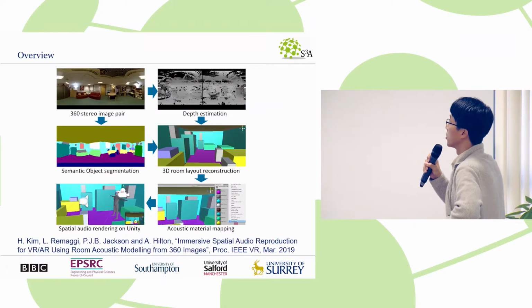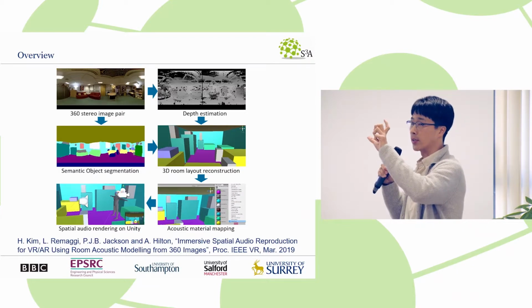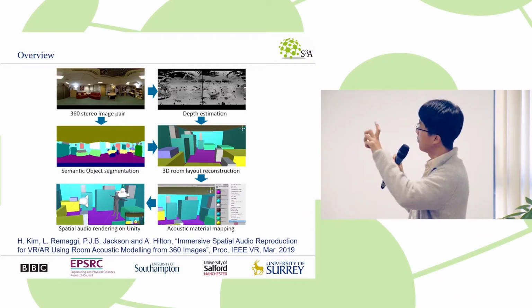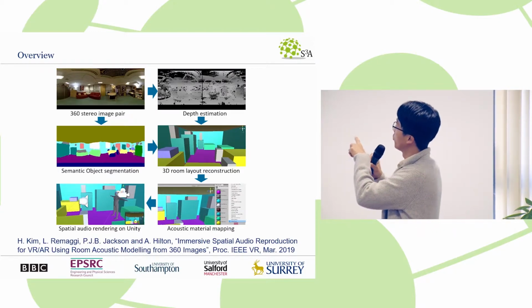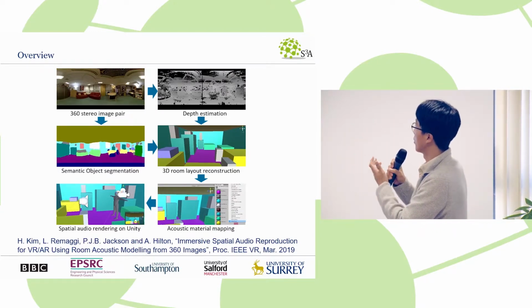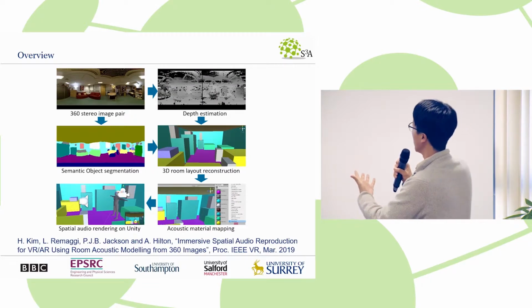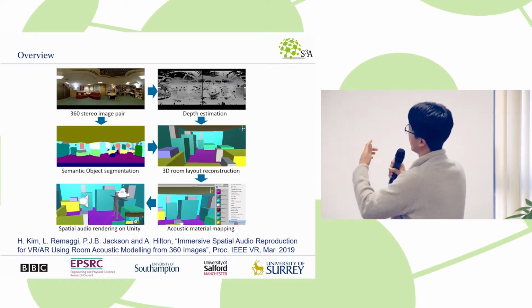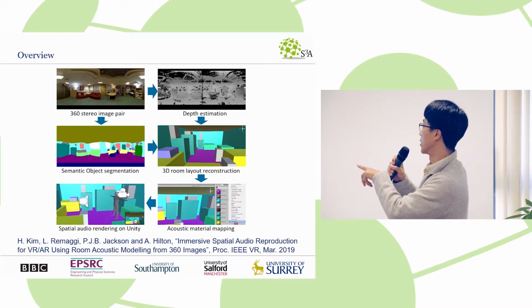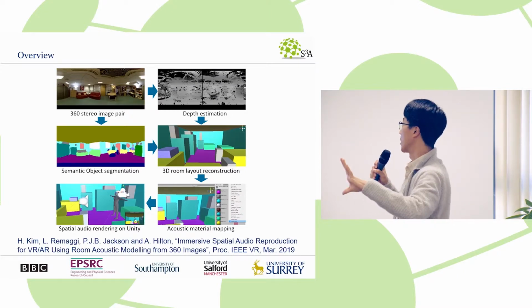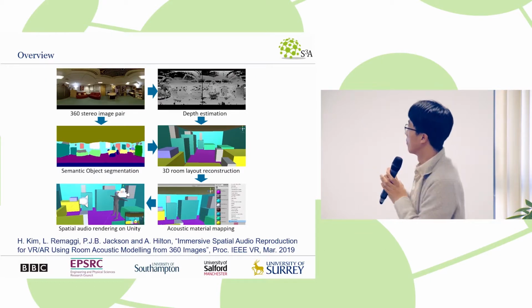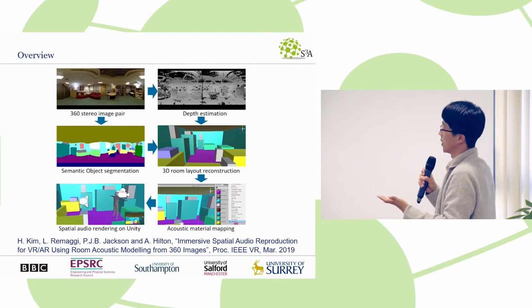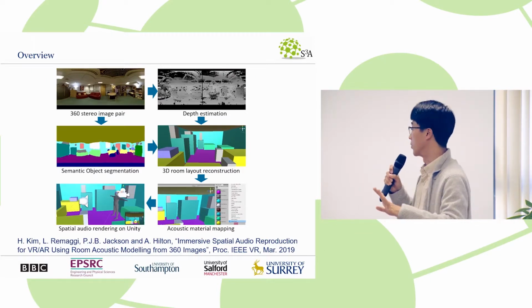So this is just an overview. We capture the scene with very simple, very small 360 cameras, taking two photos of the scene, and then we reconstruct 3D depth information from the 2D photos through depth estimation. On the other hand, we also analyze the photos using a deep learning pipeline to get semantic object labels in the scene, to understand what kinds of objects are in the scene.